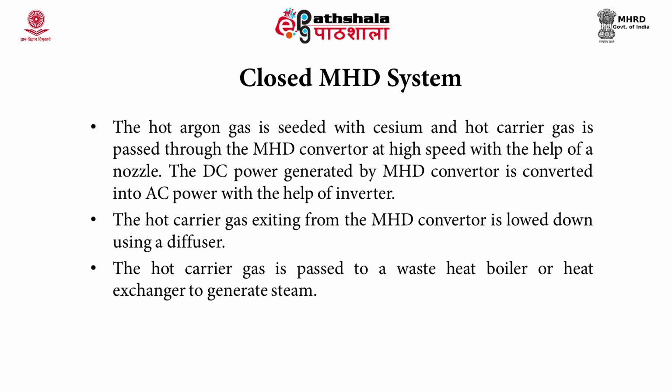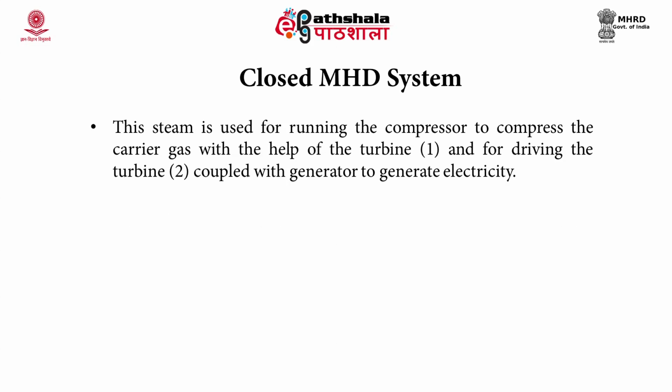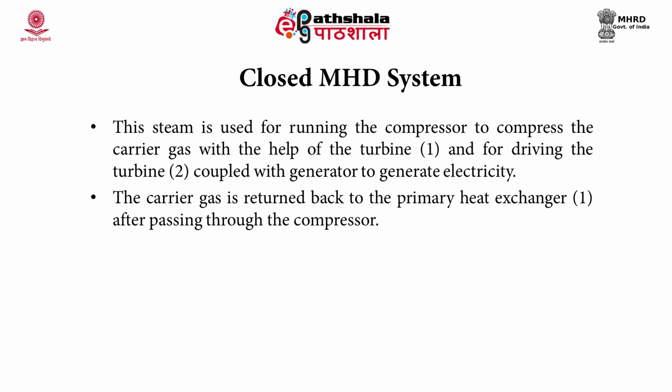The hot carrier gas is passed to a waste heat boiler or heat exchanger to generate steam. This steam is used for running the compressor to compress the carrier gas with the help of a turbine, and for driving the turbine coupled with a generator to generate electricity. The carrier gas is returned back to the primary heat exchanger after passing through the compressor.